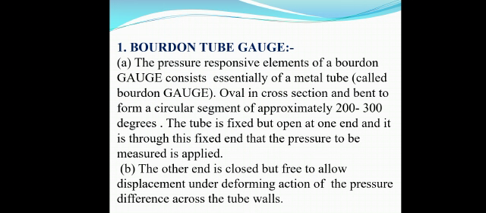In the Bourdon tube gauge, the pressure responsive element consists essentially of a metal tube called a Bourdon tube, oval in cross section and bent to form a circular segment of approximately 200 to 300 degrees. The tube is fixed but open at one end, and it is through this fixed end that the pressure to be measured is applied. Next, B point, the other end is closed but free to allow displacement under the deforming action of the pressure difference across the tube walls.